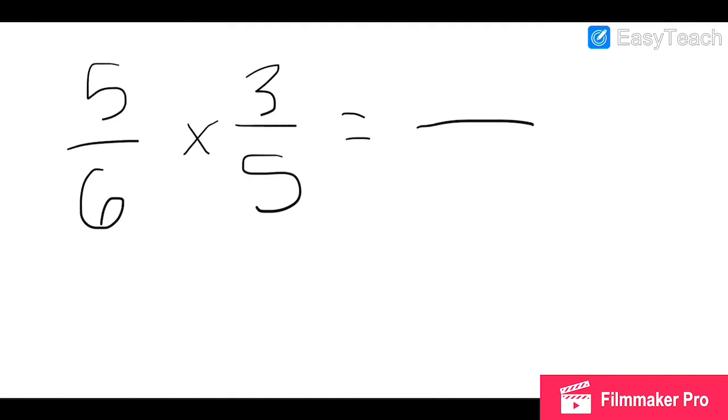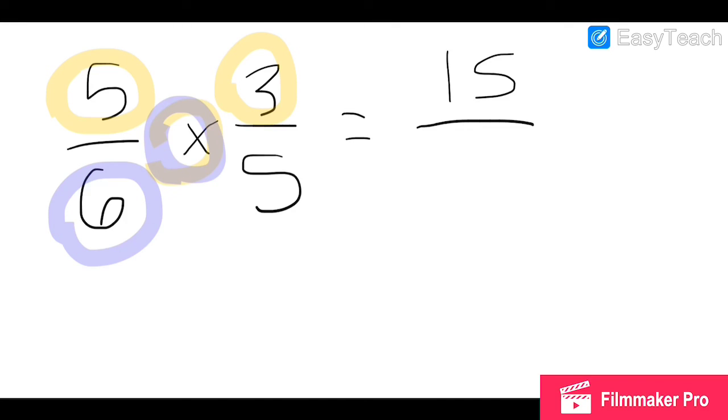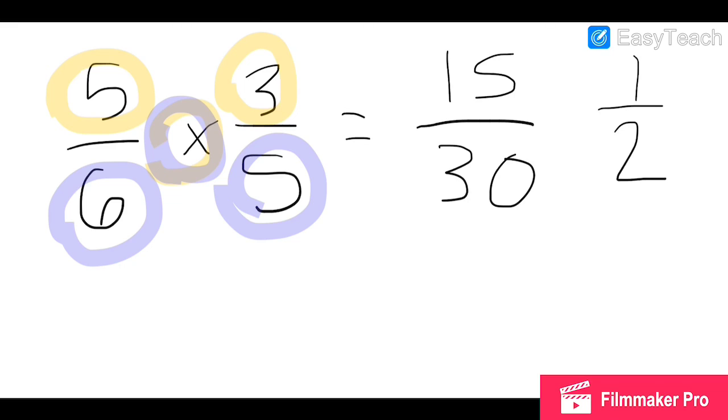Now I'm going to multiply the same problem by multiplying straight across. First I'll start with my numerators. 5 times 3 equals 15. Now I can do my denominators. 6 times 5 equals 30. 15/30. Or I know that 15/30 is the same as 1/2 because 15 is half of 30. 5/6 times 3/5 equals 15/30 or 1/2.